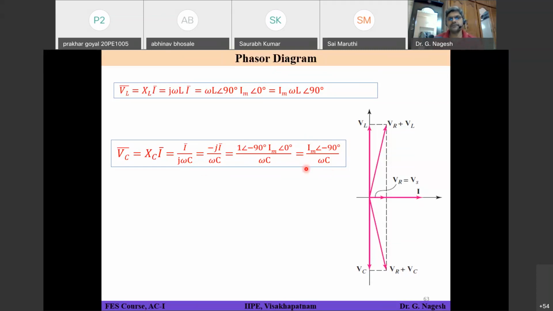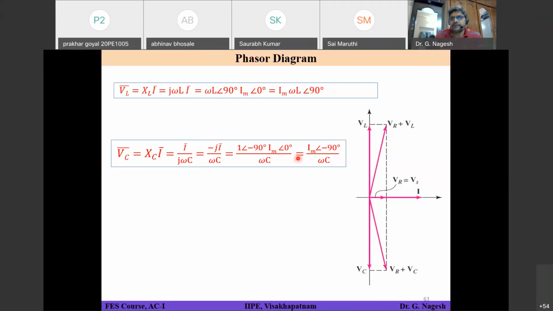So that means if you take your current as your reference phasor in a series RLC circuit, you are going to have the voltage across the resistor in phase with your current reference. The voltage across the inductor will be 90 degrees leading with respect to your current reference, and the voltage across the capacitor will be lagging with respect to your current reference by 90 degrees.